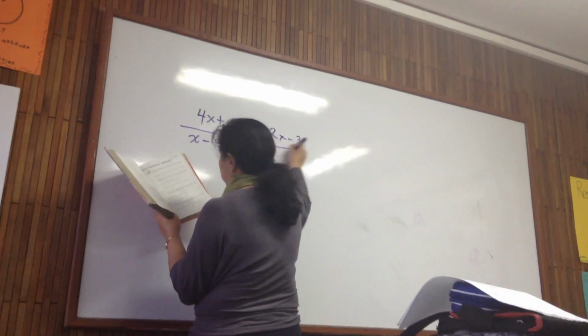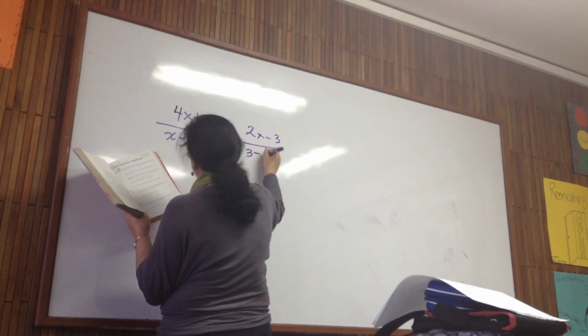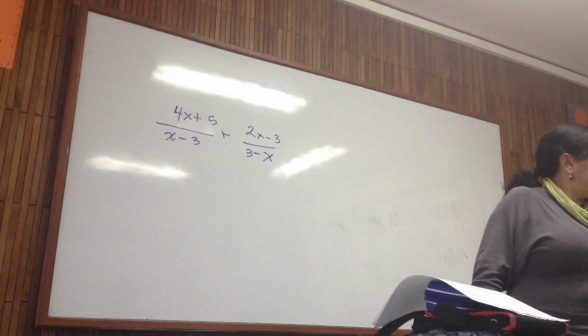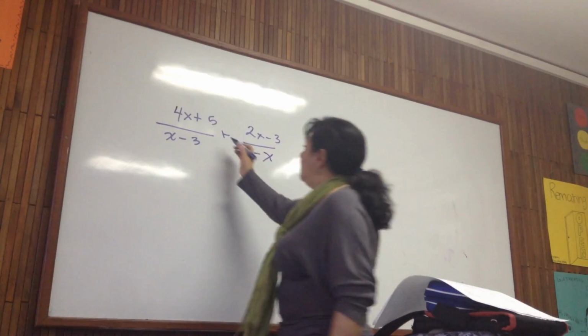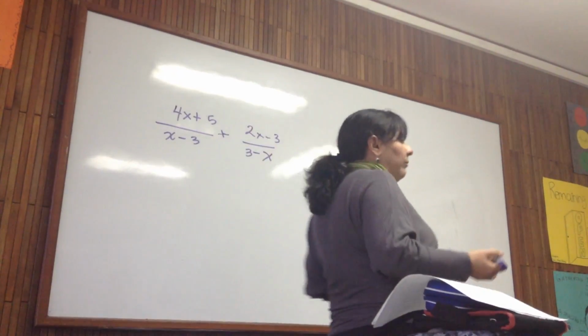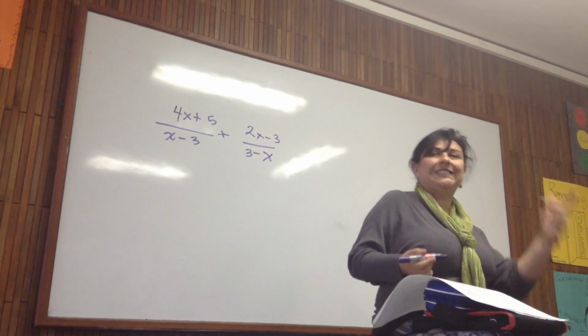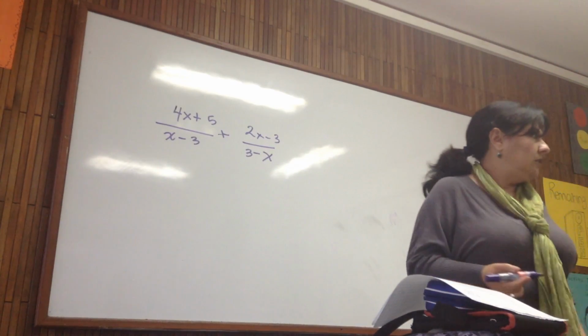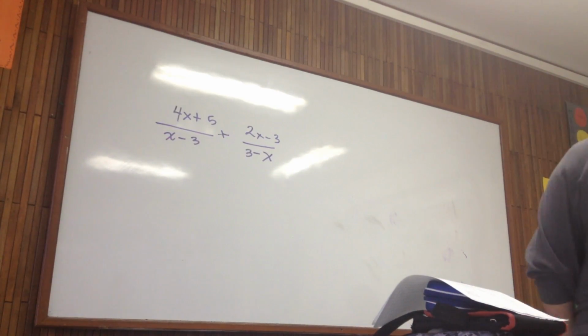2x minus 3, 3 minus x. Okay, same problem. They look almost the same except for that sign. Whatever shall I do? What do we do? What do we do?